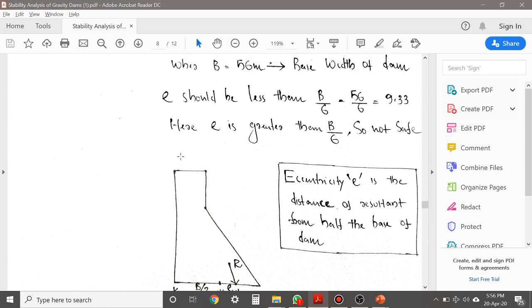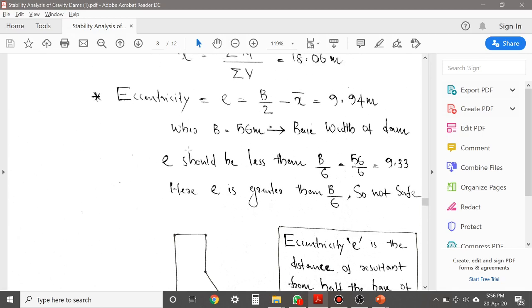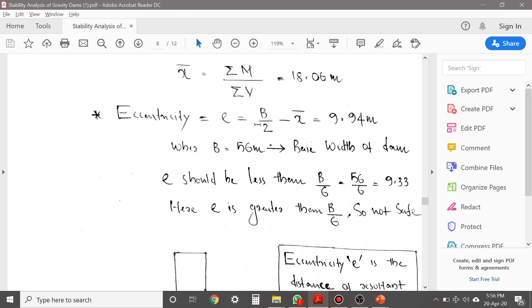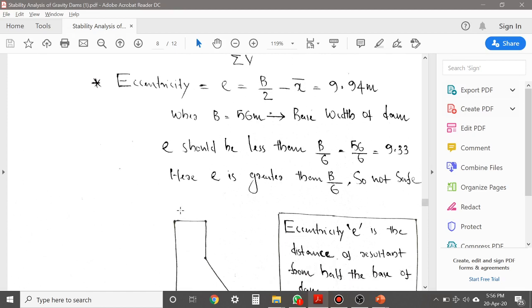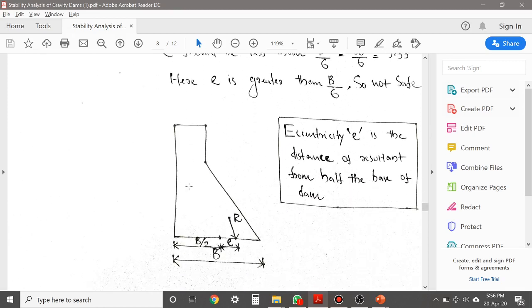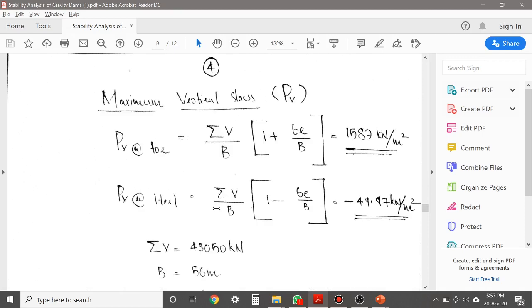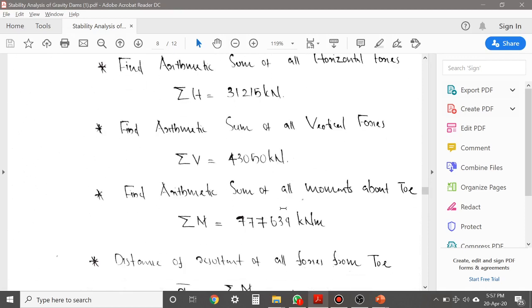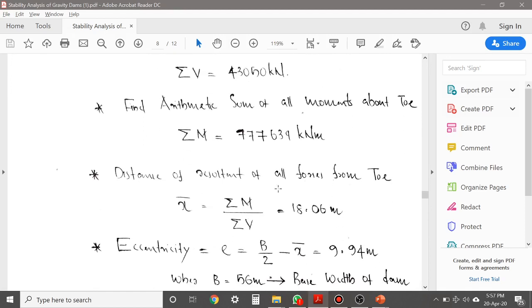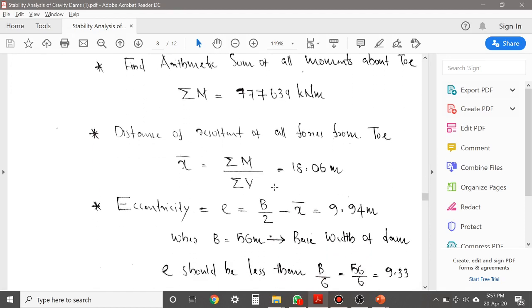So you can calculate eccentricity E equal to, you know that it will be B by 2 minus x bar. You know capital B will be equal to 56 here, and you can calculate E using this equation, and you will get the value of E equal to 9.94 meter.